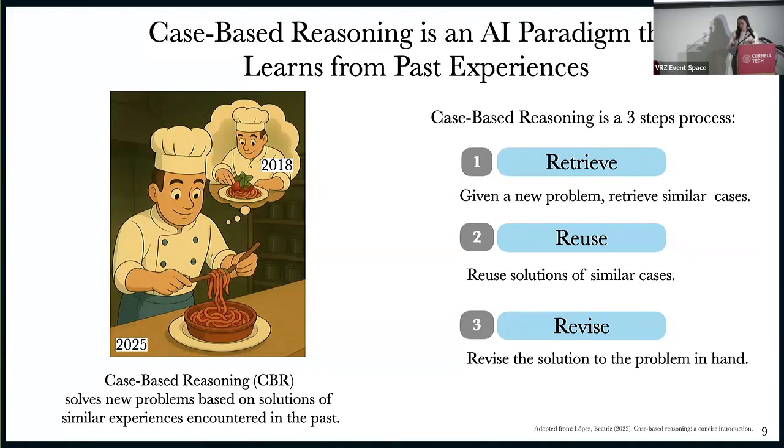There are three main steps. So we have retrieve. Given a new problem, we first need to retrieve similar cases. We reuse the solution from these similar cases. And then finally, we need to revise if those solutions were helpful for our current problem.